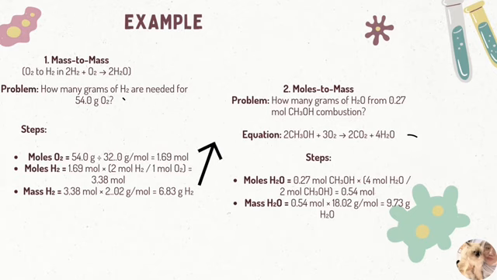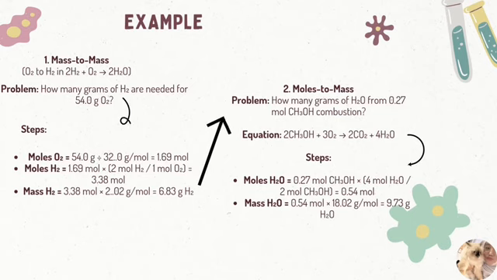Example. First, mass to mass. O2 to H2 in 2H2 plus O2, we get 2H2O. The problem is how many grams of H2 are needed for 54.0 grams O2. First, we need to find moles of O2. We use 54.0 grams divided by 32.0 grams per mole, equal to 1.69 moles. Next, moles of H2. We use 1.69 moles times 2 moles H2 divided by 1 mole O2. We get 3.38 moles. Then, mass of H2. We use 3.38 moles times 2.02 grams per mole and we get 6.83 grams H2.